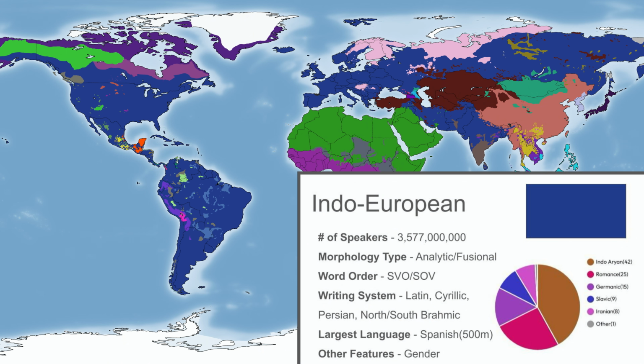Most European languages use SVO word order, while Indo-Aryan languages use SOV word order. As it is the largest language family, many different writing systems are used to write Indo-European languages. These include Cyrillic for many Slavic languages, Persian for many Iranic languages, Brahmic Abugida scripts for many Indo-Aryan languages. There are also some lesser used scripts that are only used for one language, like the Greek script and the Armenian script. The most spoken Indo-European language is Spanish, with over 500 million speakers.